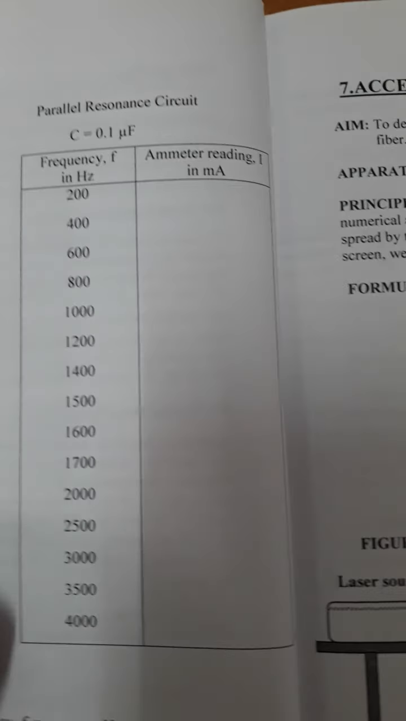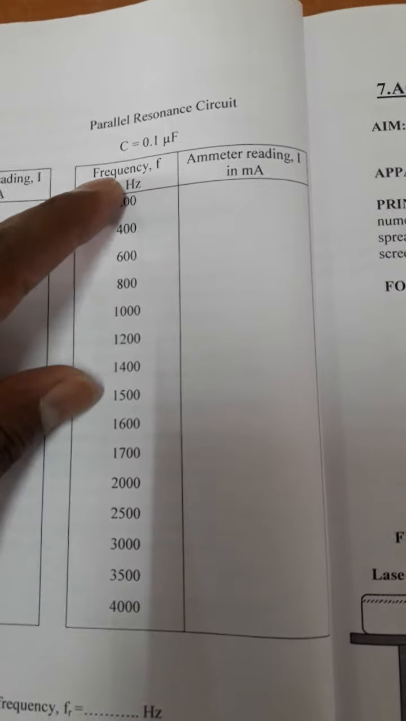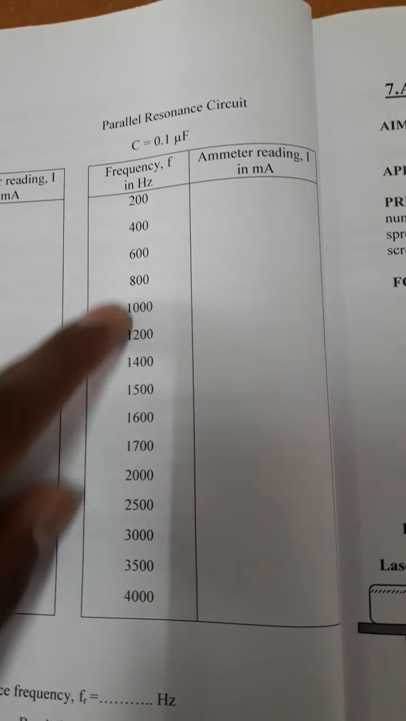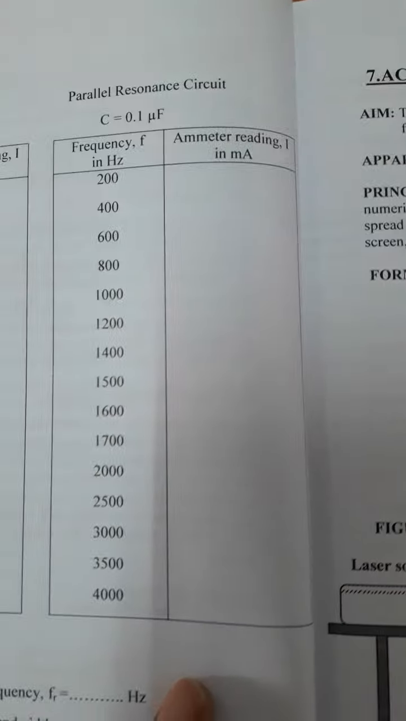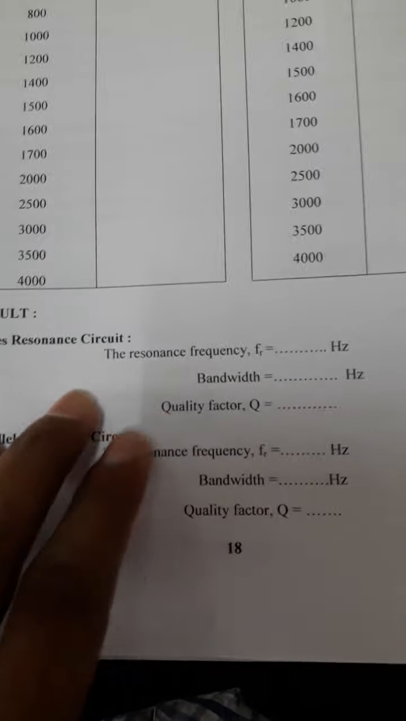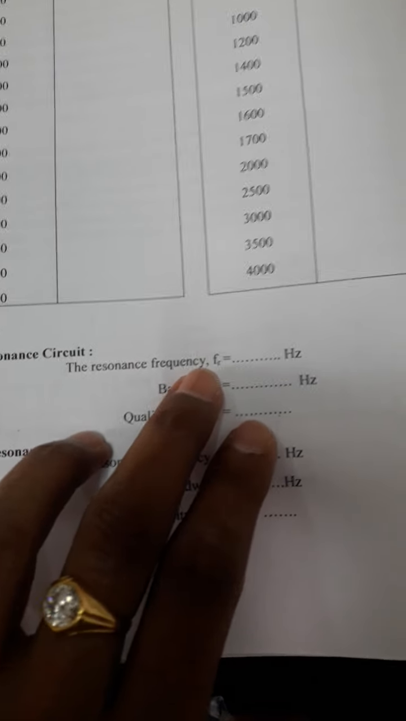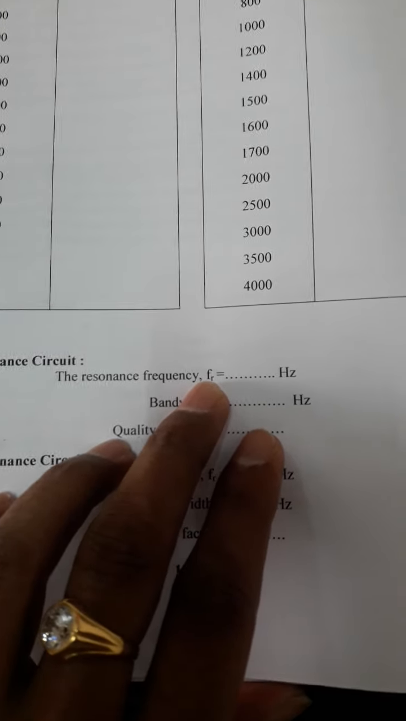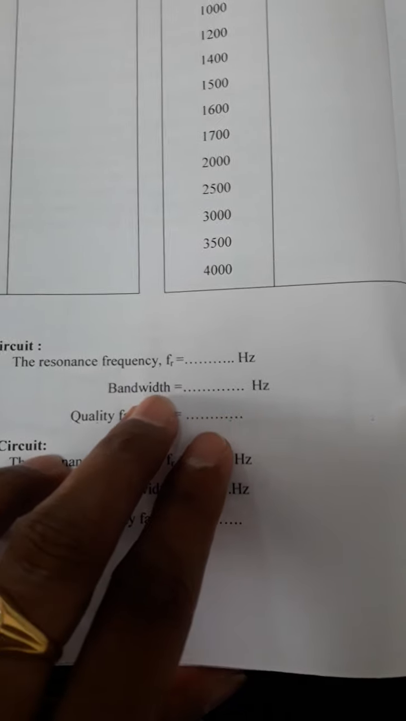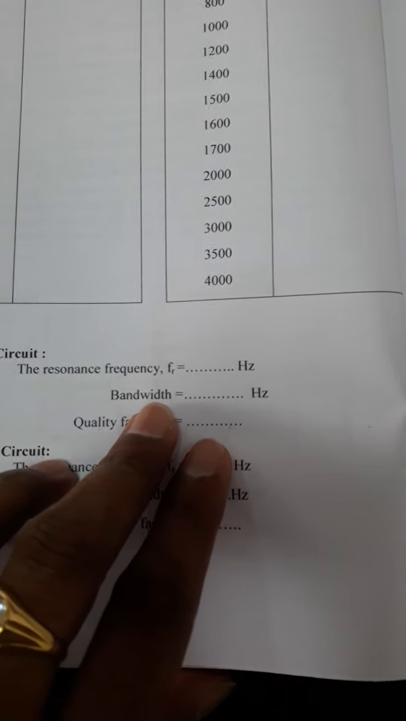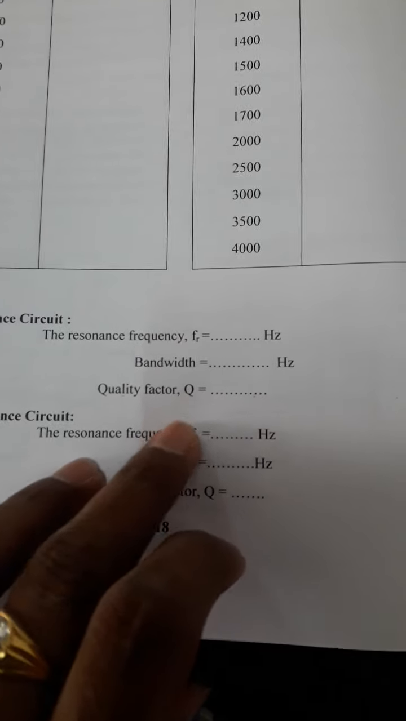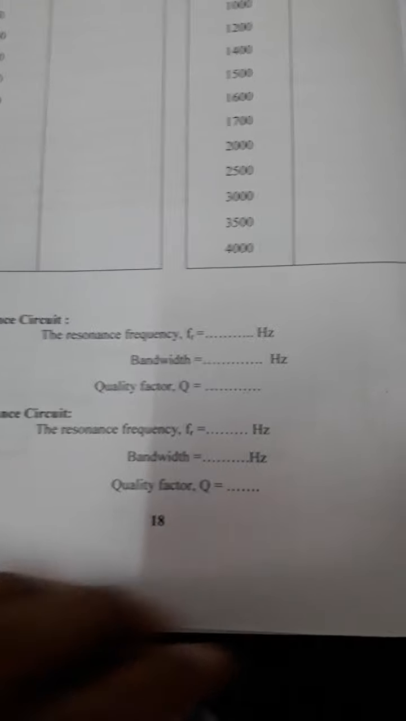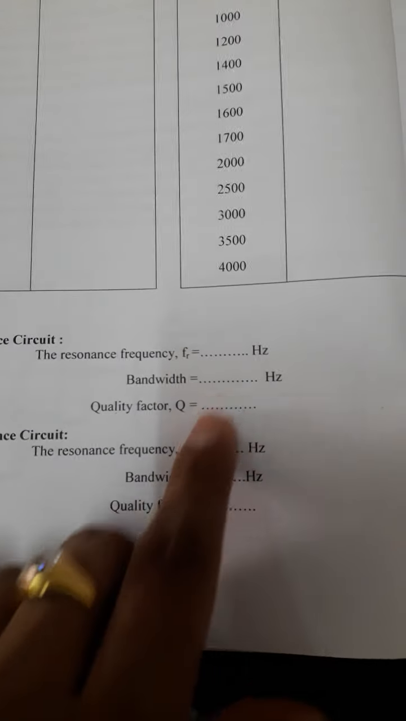Similarly for parallel also, it is the same. We apply frequencies to the circuit and note down the corresponding current. Finally, for the result, the resonance frequency FR we get from the graph, which we have already discussed. Bandwidth means the two cutoff frequencies, and the quality factor is the resonance frequency divided by the bandwidth. Like this, for parallel also we do the calculation, and after that we write the results here.